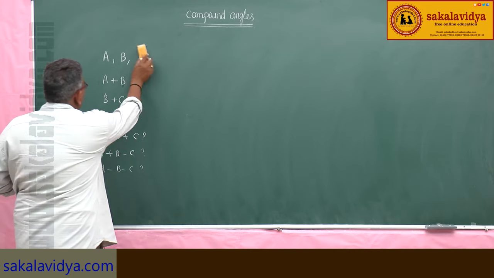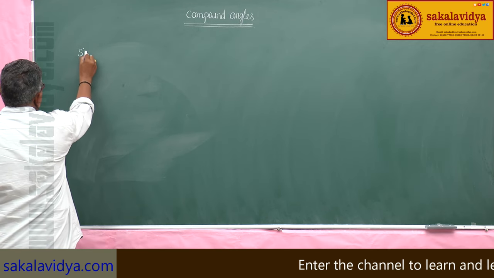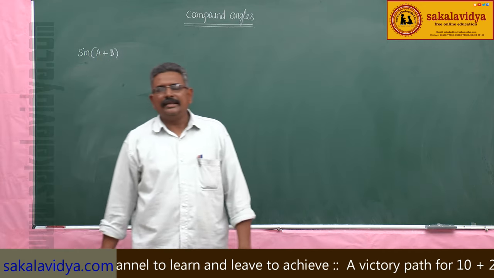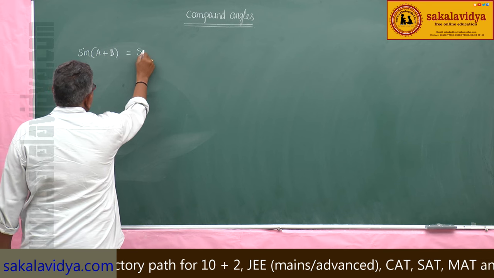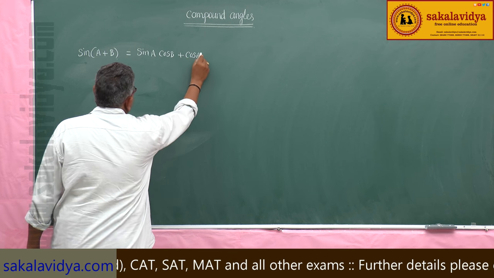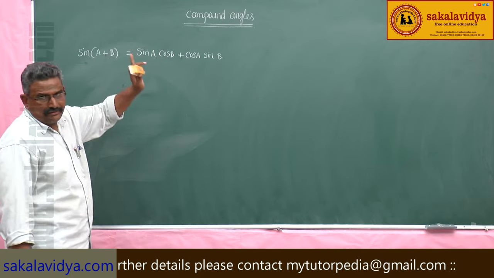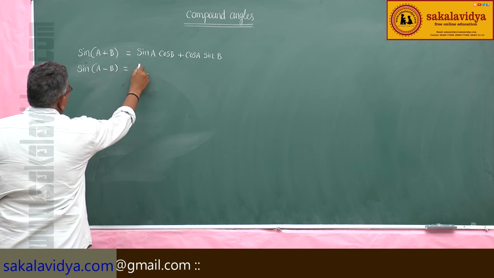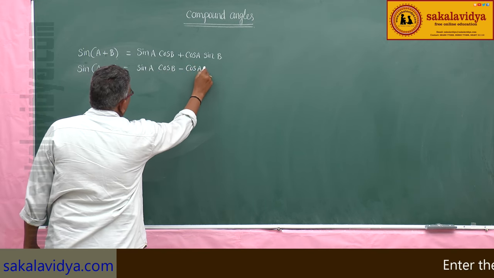So first we have sine of A plus B. Generally, we might suppose that sine of A plus B means sine A plus sine B. Now, the sine of A plus B is equal to sine A cos B plus cos A sine B. Here, plus plus sign. Now, sine of A minus B is equal to sin A cos B minus cos A sin B.